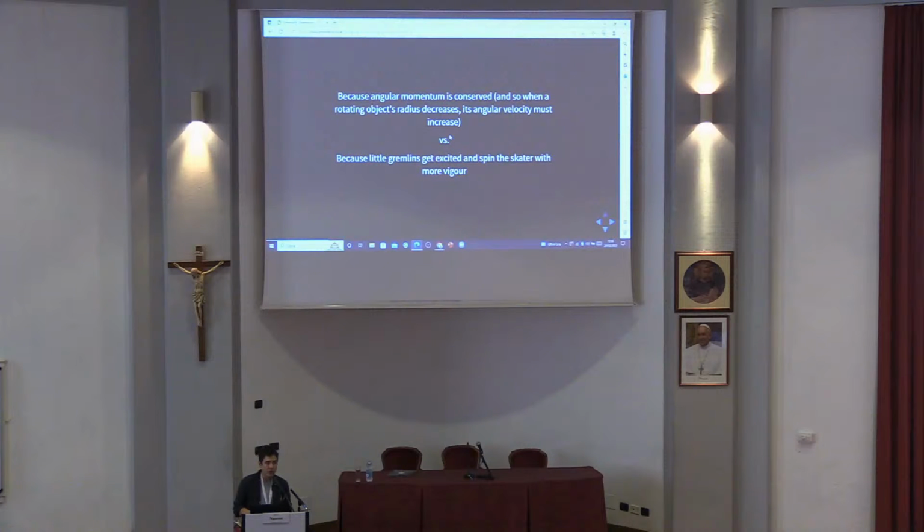Versus, suppose I said, how do you explain why the figure skater sped up when he brought his arms in? And you gave me an answer, something like, because some little gremlins get excited and spin the skater with more vigor when the skater brings their arms in. What is it about that first answer which seems explanatory, and the second answer seems non-explanatory, or wanting in some important respect?